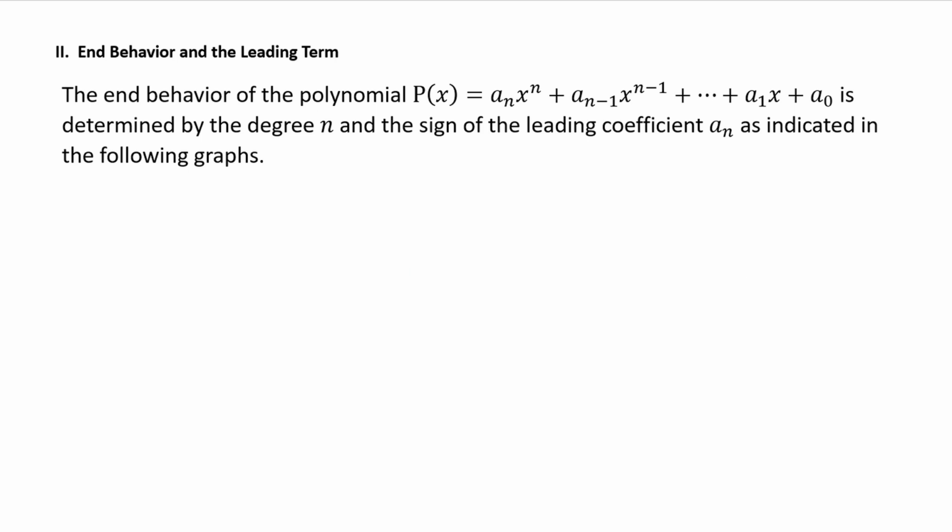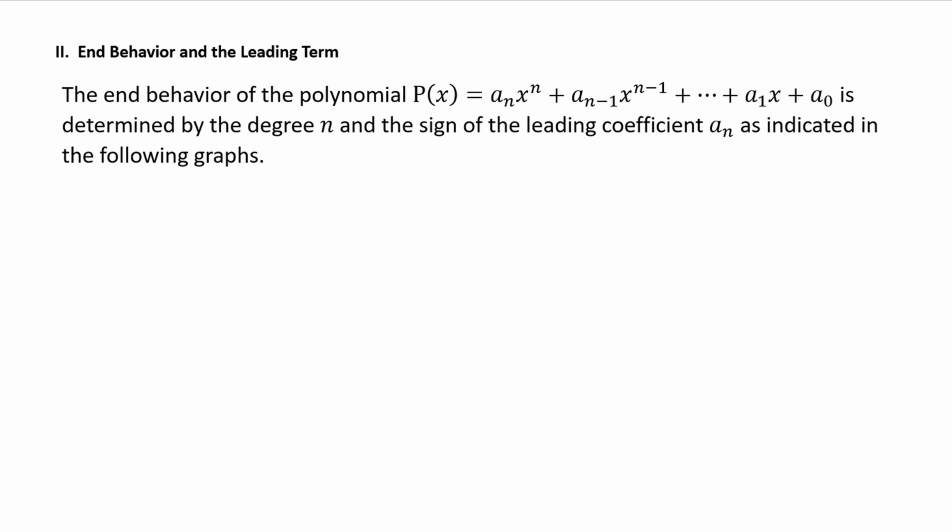Continuing with end behavior. The end behavior of the polynomial p of x equals a sub n x to the n plus a sub n minus 1 x to the n minus 1 plus ... plus a sub 1 x plus a sub 0 is determined by the degree n and the sign of the leading coefficient a sub n, as indicated in the following graphs. Let's observe that the degree n is the highest degree present, not necessarily the first term that appears in the written expression of the polynomial function.